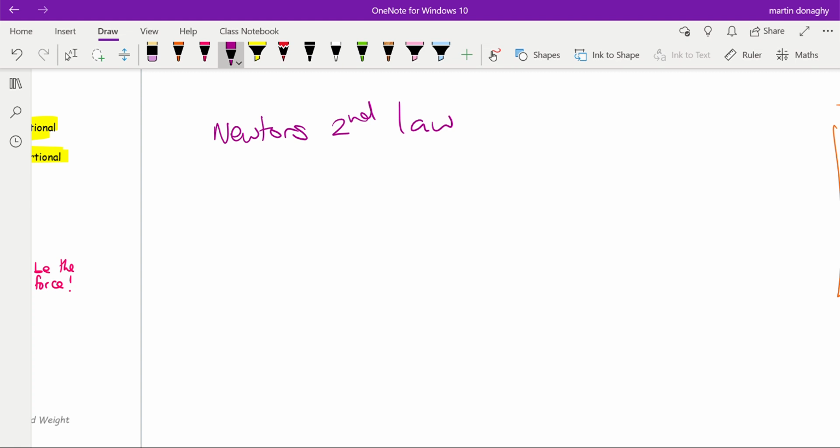Okay, Newton's second law is stated in words that the acceleration is directly proportional to the resultant force. So if the resultant force doubles, the acceleration will double, and it's inversely proportional to the mass. So the heavier the object is, the harder it is to accelerate.